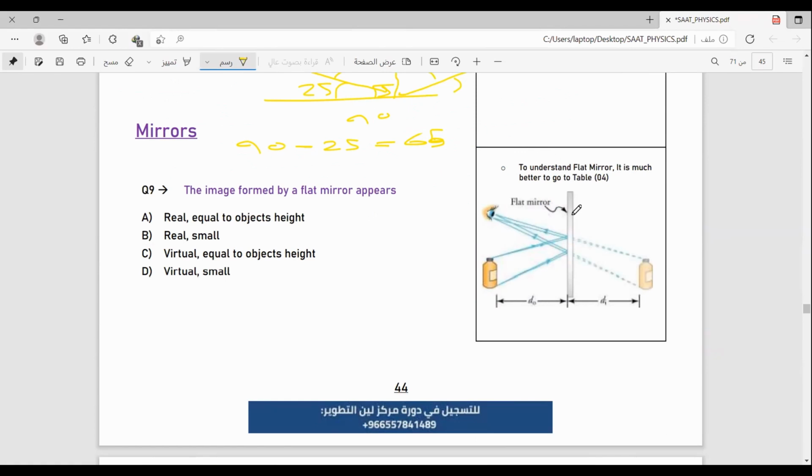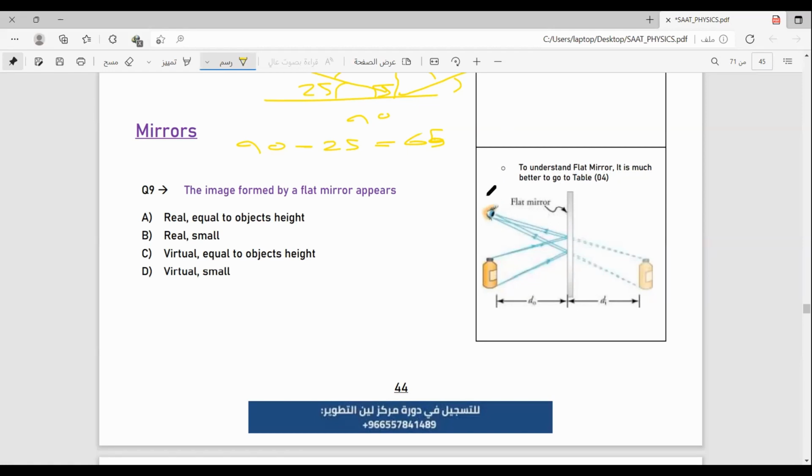This is actually for the flat mirror. So let me explain first on the flat mirror, then we will go to the other types of mirrors. This is a flat mirror. First, we have 3 types of mirrors. The first one is a flat mirror, as you see here in the picture, and we have the concave mirror and the convex mirror. The simplest case of the mirror is the flat one, as you see here.